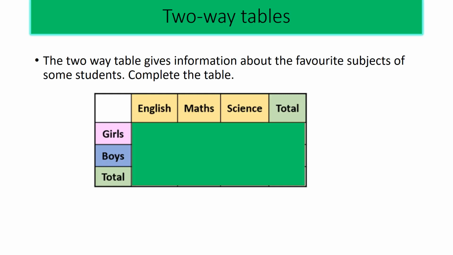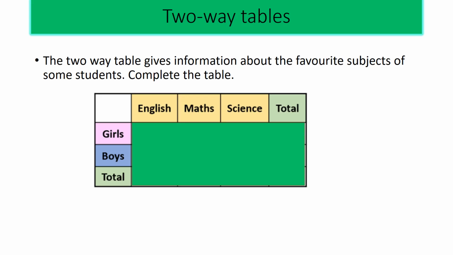In this video, we're going to look at two-way tables. Two-way tables normally display different types of information. There are two types of information in my example. One of them is favorite subject and the other one is gender. We normally also have totals for both.